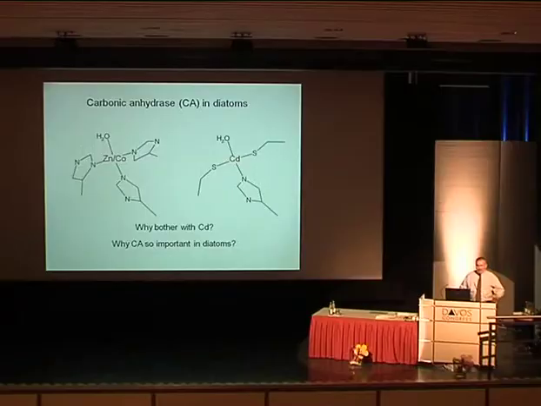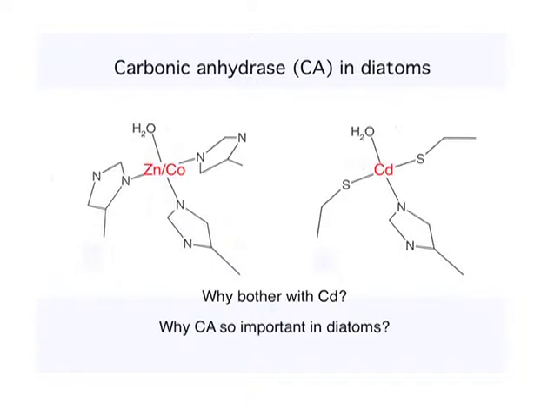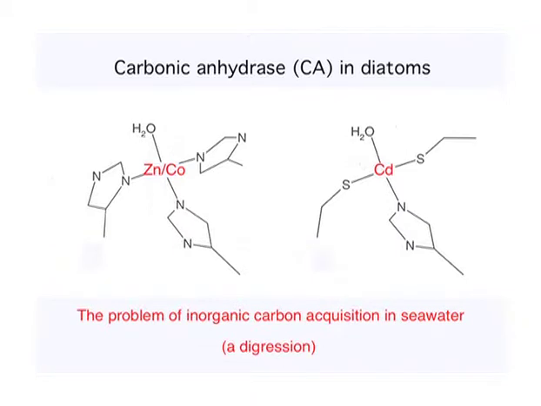All right, and so at that point we have some results, we have an enzyme, we have cadmium, and the question becomes why bother? Why should organisms bother with using cadmium in the ocean? There's not very much cadmium there, there's much more zinc. Why is it so important to have carbonic anhydrase? And so I'm going to make a detour here to the question of inorganic carbon acquisition in seawater.